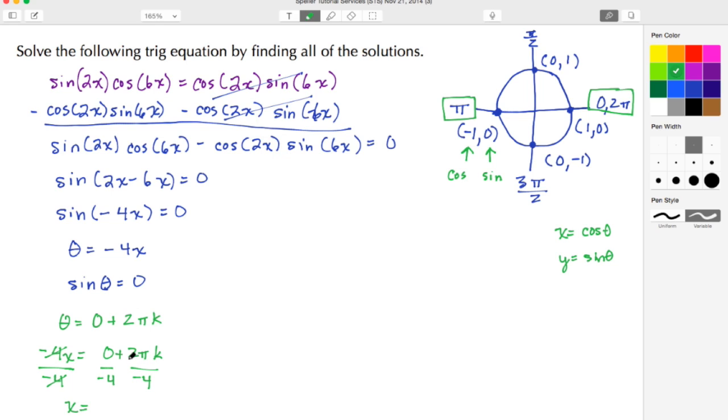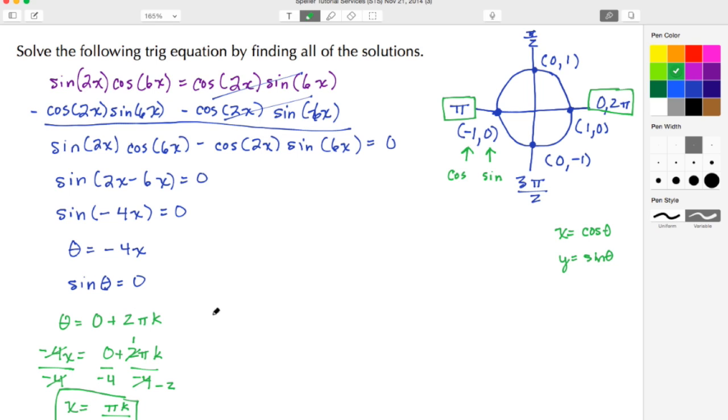Both of these numbers are divisible by 2. So there's actually a 1, and down here is a negative 2. So this is really 1 times pi k, which just gives me pi k, and my denominator is a negative 2, so I'm going to just put the negative 2 here. So this here is one of my solutions.